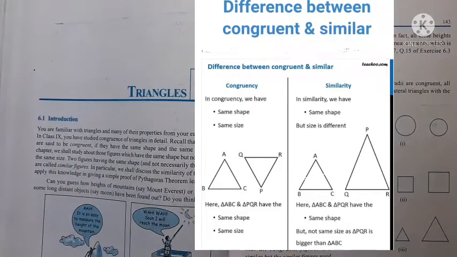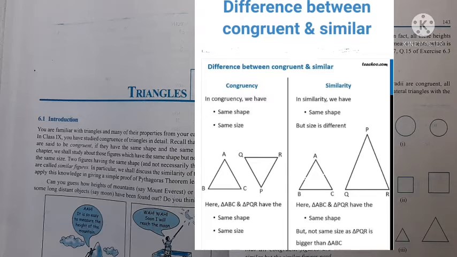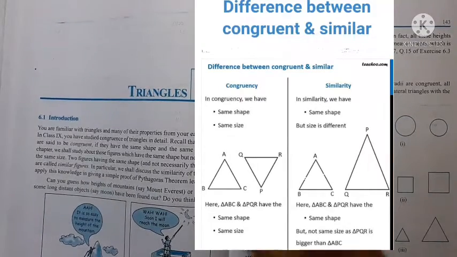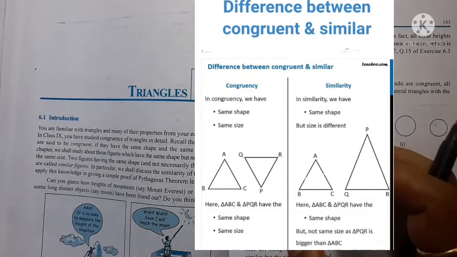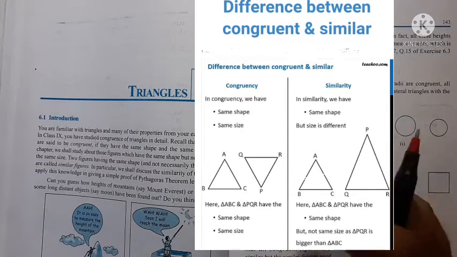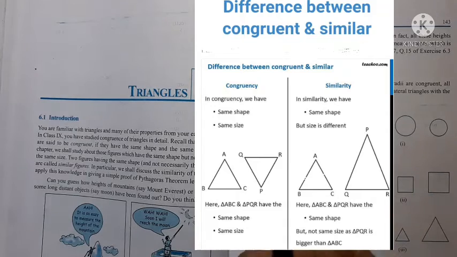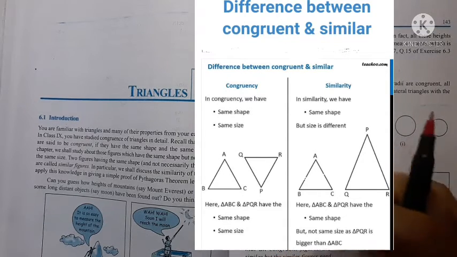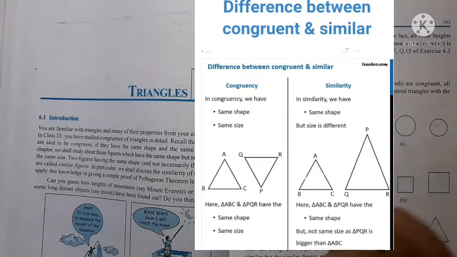As you can see in the figure, two triangles are given, triangle ABC and triangle PQR. Both triangles are of the same size and the same shape, so hence they are congruent. On the other hand, two triangles are given, ABC and PQR. Although the shape of the triangle is the same, the size is different, as triangle ABC is smaller than triangle PQR. Therefore the triangles are similar.